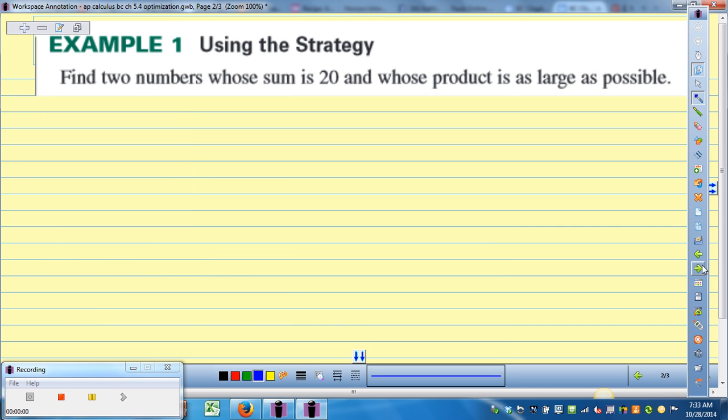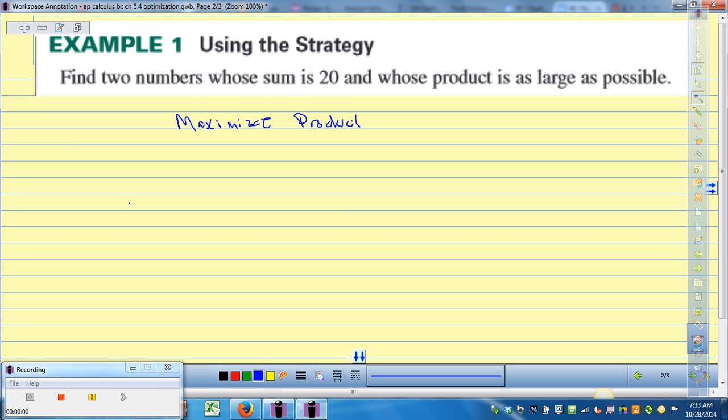So, other than that, we just need to try some problems. There's 2 from the book that I pulled, and then there's 3 on your packet that you're going to get today. So, example 1 says, find 2 numbers whose sum is 20 and whose product is as large as possible. So what are we maximizing? The product. We are maximizing the product.